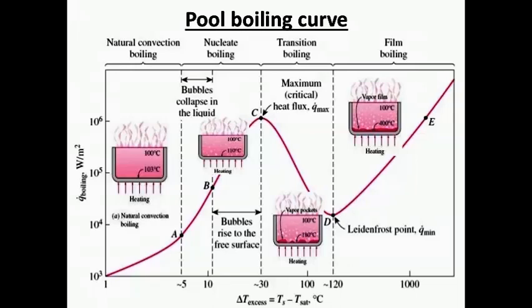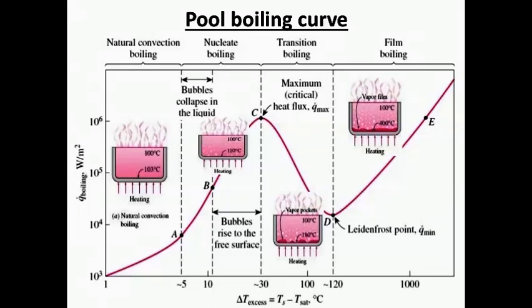At large values of delta T excess, the rate of evaporation at the heater surface reaches such high values that a large fraction of the heater surface is covered by bubbles, making it difficult for the liquid to reach the heater surface and wet it. Consequently, the heat flux increases at a lower rate with increasing delta T excess, and reaches a maximum at point C. The heat flux at this point is called the critical or maximum heat flux, Qmax.